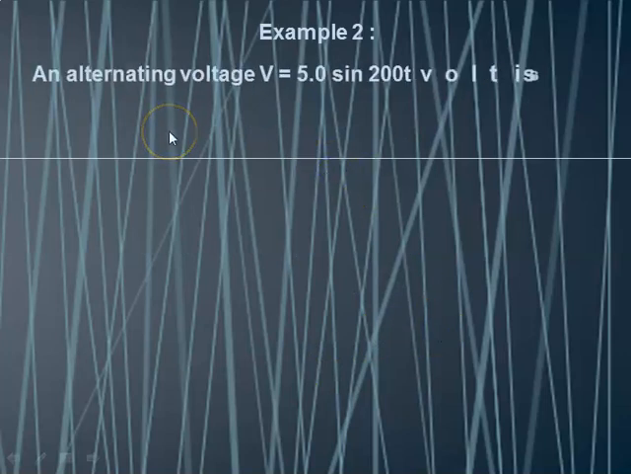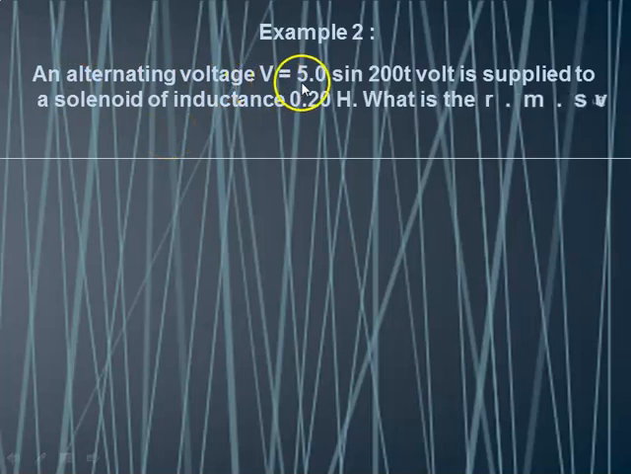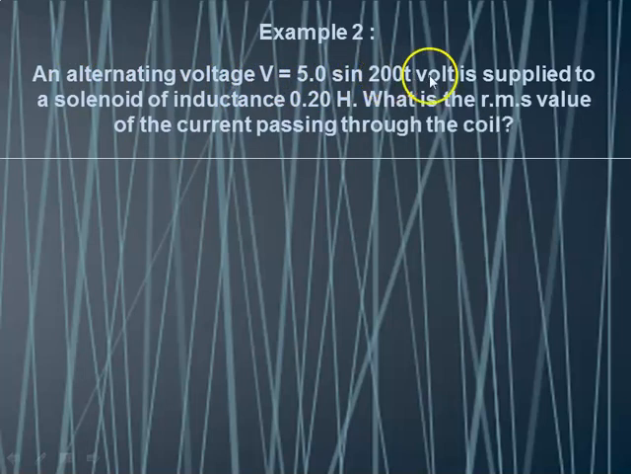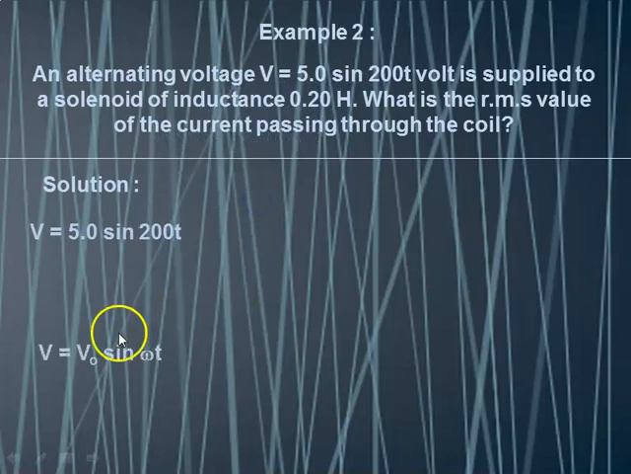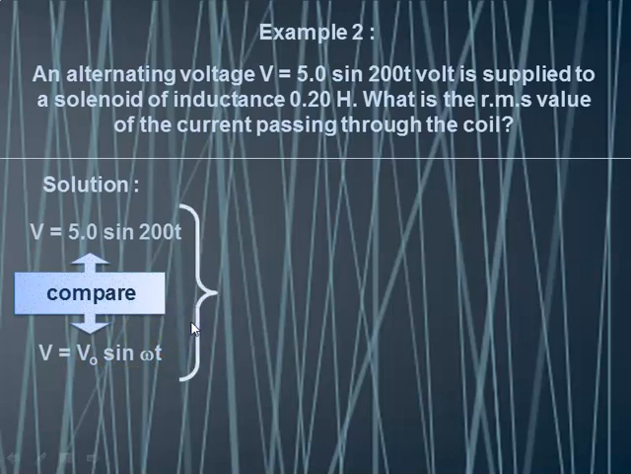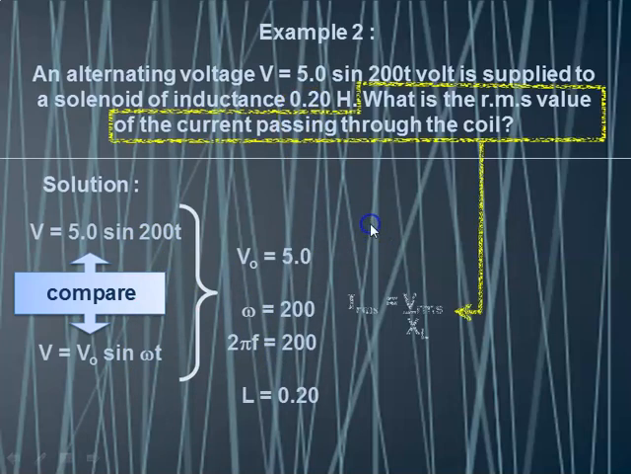Second example. An alternating current voltage V equals 5.0 sine 200t volt is supplied to a solenoid of inductance 0.20 henry. What is the RMS value of the current passing through the coil? So the solution is, we compare the equation given with the general equation V equals V naught sine omega t. So V peak is 5.0 volt and omega is 200, and omega equals 2 pi f, and inductance given is 0.20 henry.